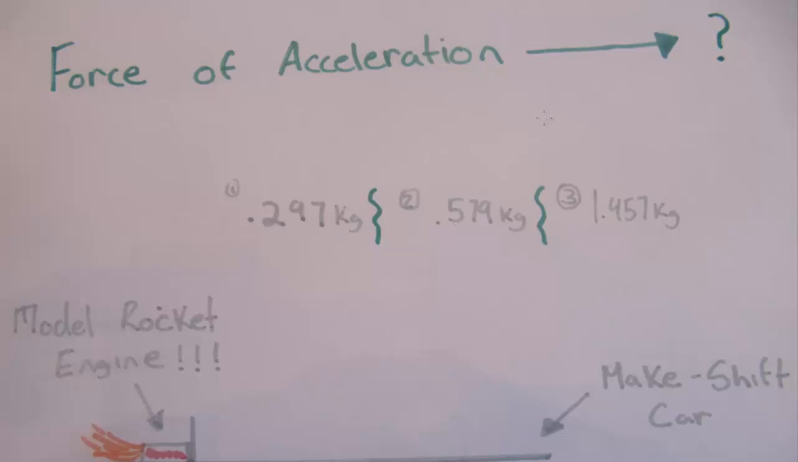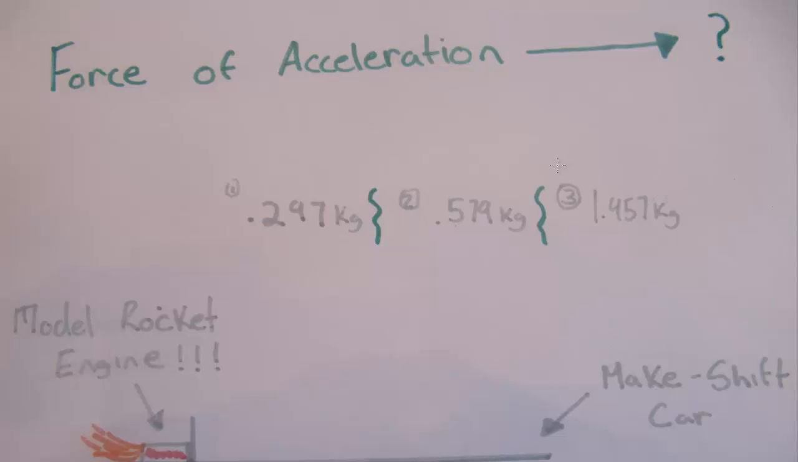For this project, we wanted to determine the acceleration of the model toy rocket car. So what we did is we took 3 different cars which weighed 3 different amounts, and these would end up resulting also being our manipulated variables. The first car that we tested weighed 0.297 kilograms, the second one weighed 0.579, and the third one, the heaviest one, weighed 1.457 kilograms.